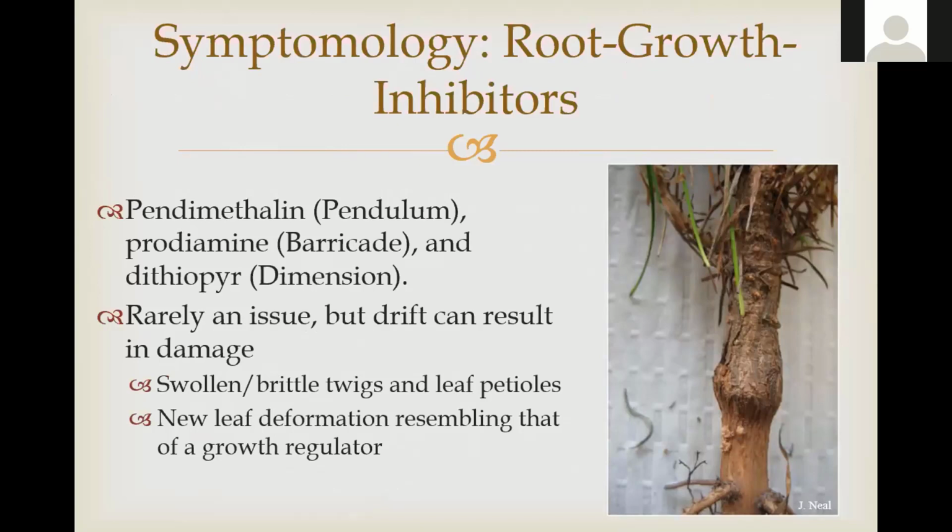The next group that I want to talk about, the symptomology of, are going to be root growth inhibitors. The only one I'm intimately familiar with is pendulum. Several of those out there, but they're very rarely a problem from a tree standpoint, from damage to trees. When it does pop up, it's going to be the result of drift. It's going to be something that drifted in. It's not going to be soil absorption. What'll happen is you'll get swollen twigs, brittle twigs. The leaf petioles will swell up, kind of like the base of this little pine seedling you see here, and then new leaves that form will be deformed and resemble that cupping effect that you saw in the growth regulators in the last group of trees.